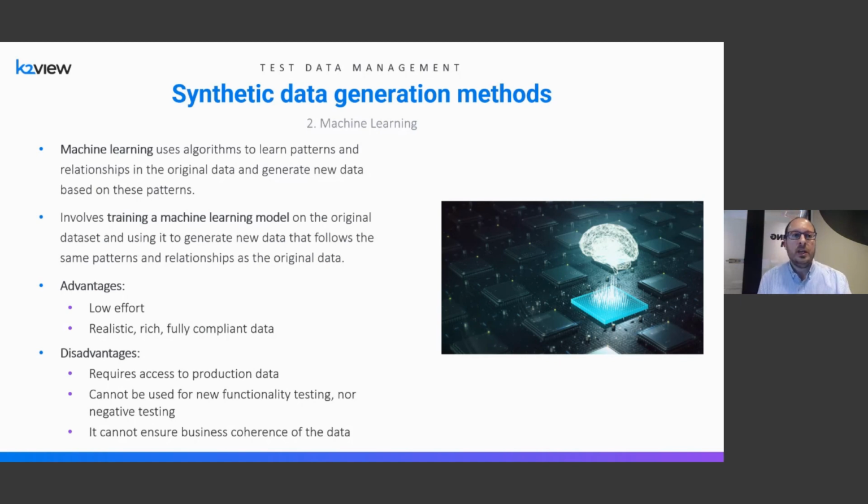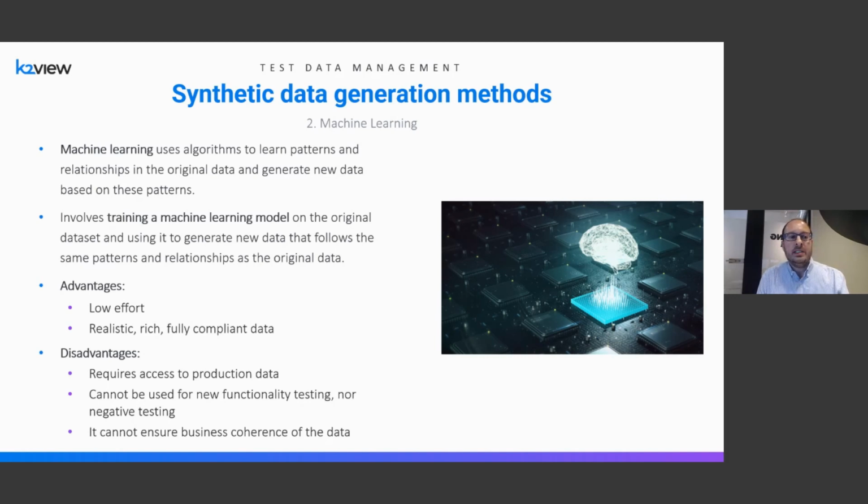So the advantage of using machine learning is that this model, this machine learning AI, looks at the production data and creates a realistic looking data set with relatively low effort. And if done correctly, it can result in realistic, rich, and fully compliant data.